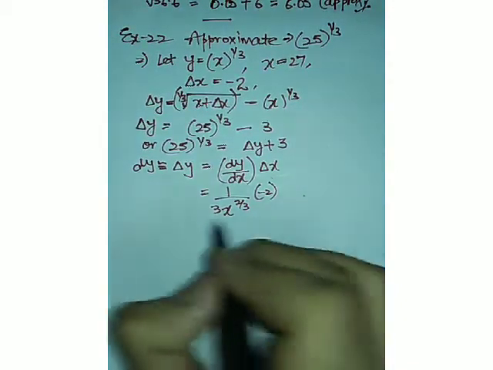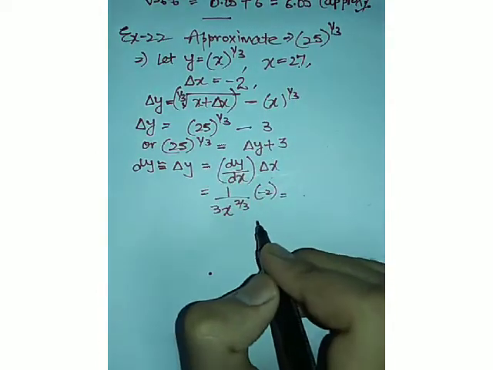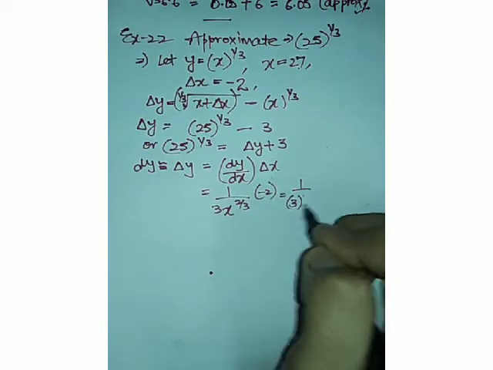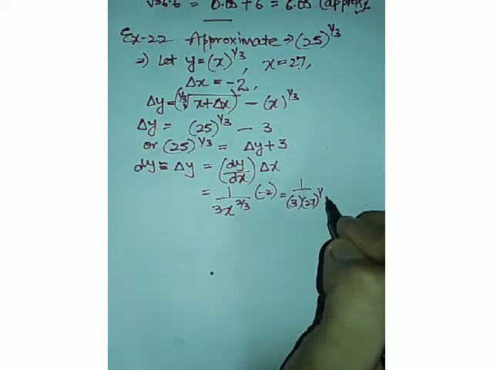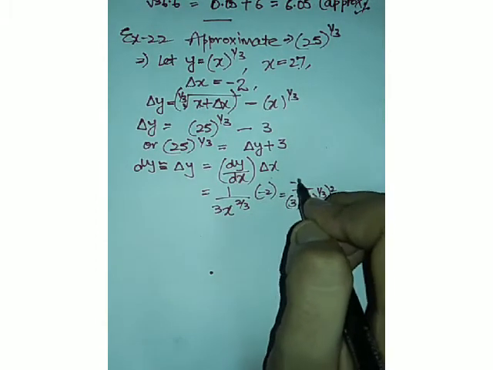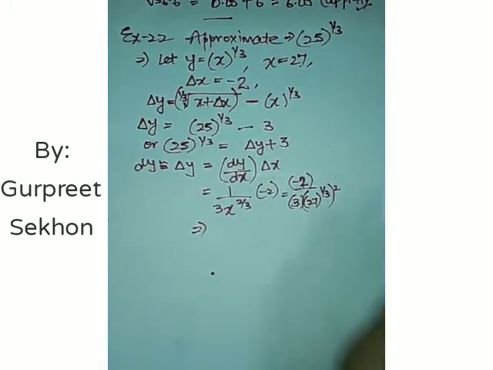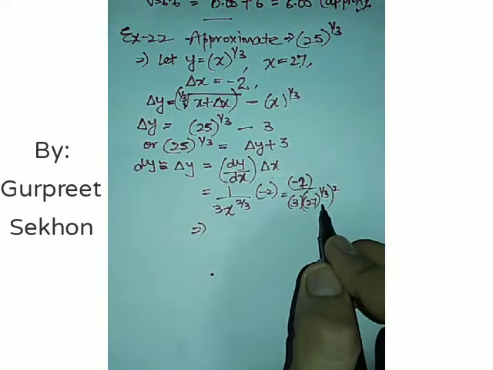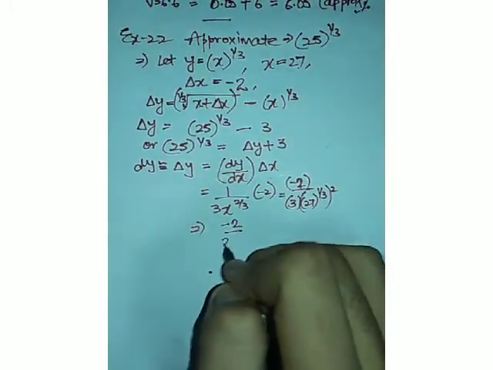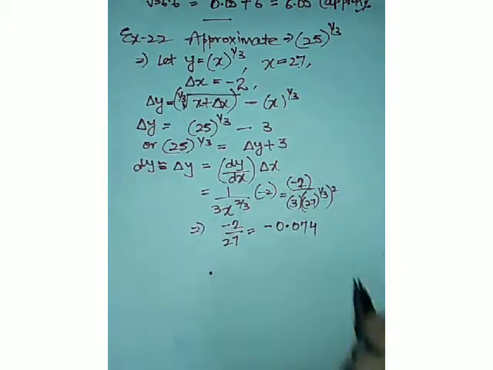Alright. Now what is x? x is 27, and 27 raised to power 2 by 3. We will solve it further. 1 upon 3 multiplied by 27 raised to power 1 by 3, then raised to power 2. Only in this way we can solve, and minus 2 is being multiplied. Alright. What will we get further? 27 raised to power 1 by 3 is 3. 3 square, that is 9. 9 3s are 27. So minus 2 upon 27, the value is minus 0.074, the approximate value.